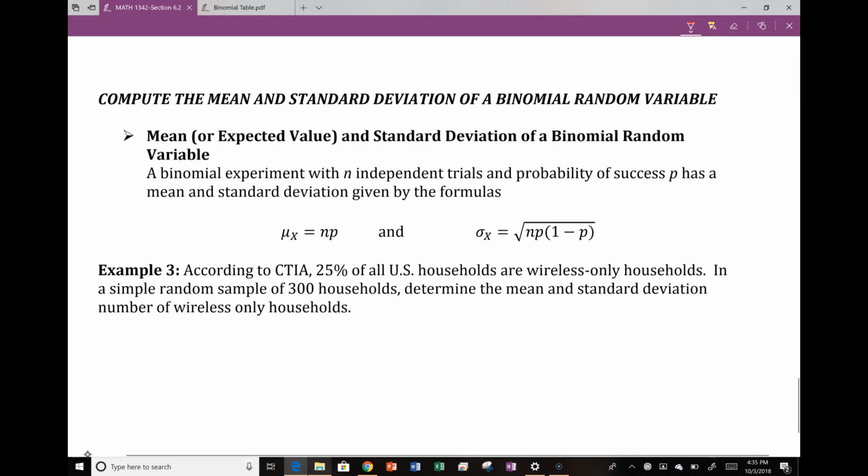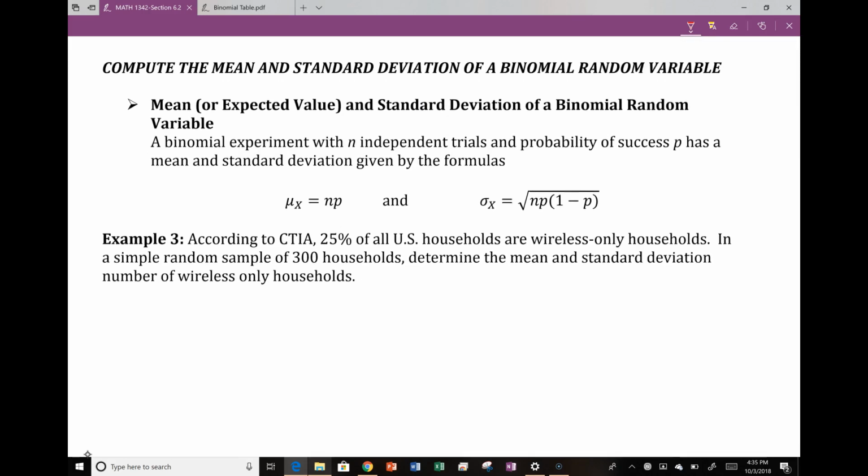We can compute the mean and standard deviation for a binomial as well. The mean is going to be our n times our p. So this is the total number, and this is our probability of a success. That's our mean. Now our standard deviation, recall, is always the square root of something. It's our n times our p, so this is our mean, times 1 minus p, the probability that we fail.